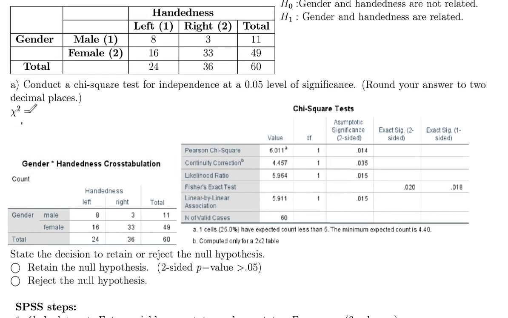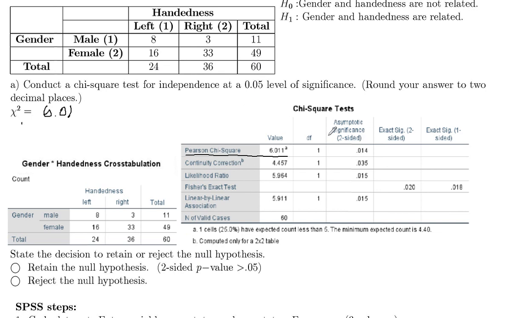So here I brought the data tables back over. They first asked for our chi-squared statistic, which is right here, 6.011. They want 2 decimal places, so 6.01. And notice that our cross-tabulation table here is all the same. And then state the decision to retain or reject.